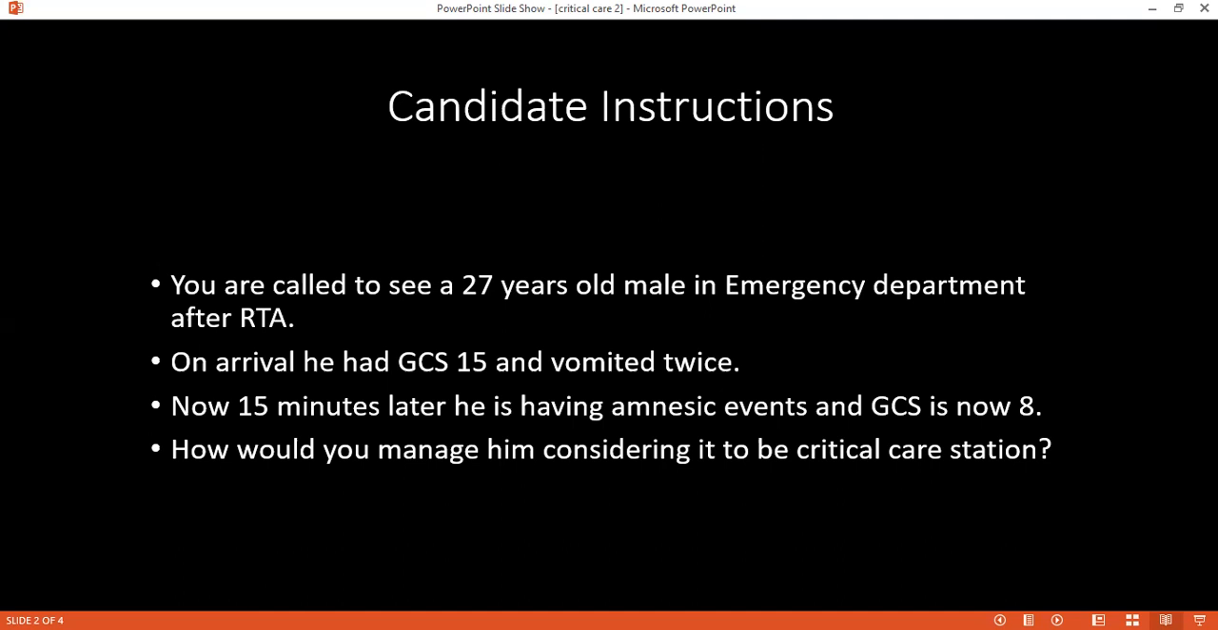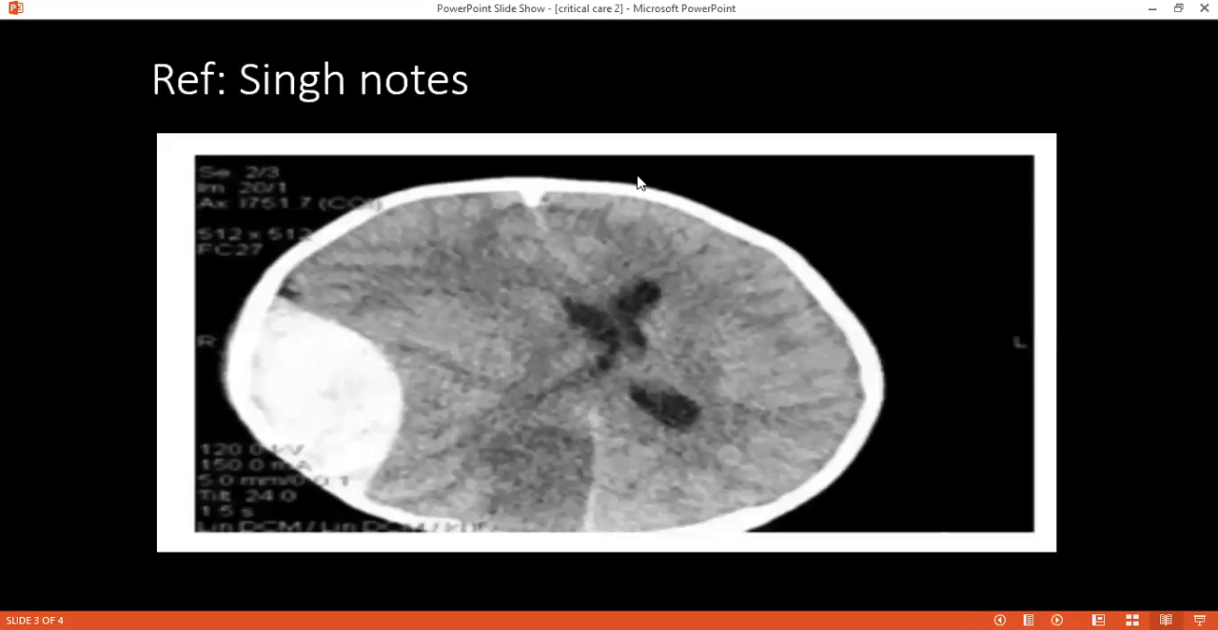All right, we'll move on. If you do the CT scan in this condition, if you can read the CT scan, what would you find? There will be an area of biconvex hyperdense lesion at the right frontoparietal region with midline shift.